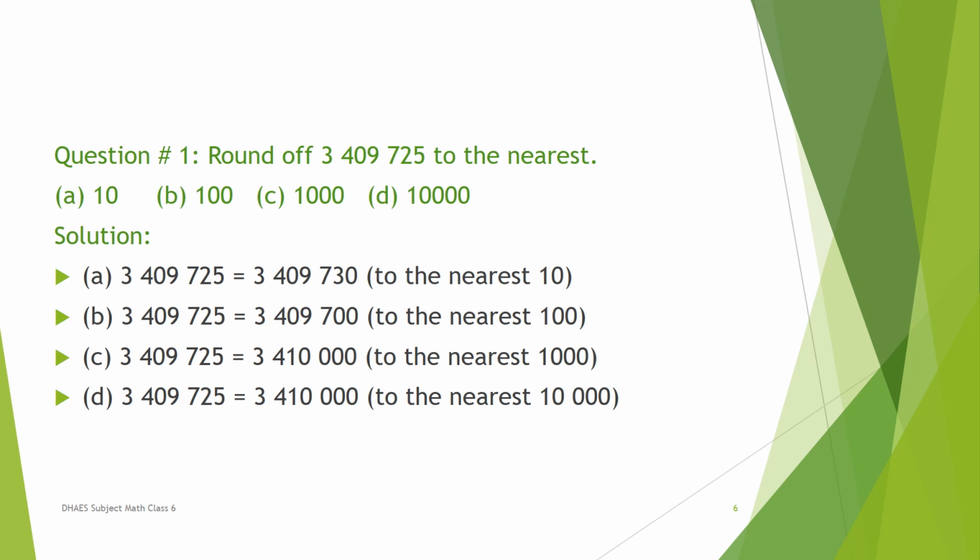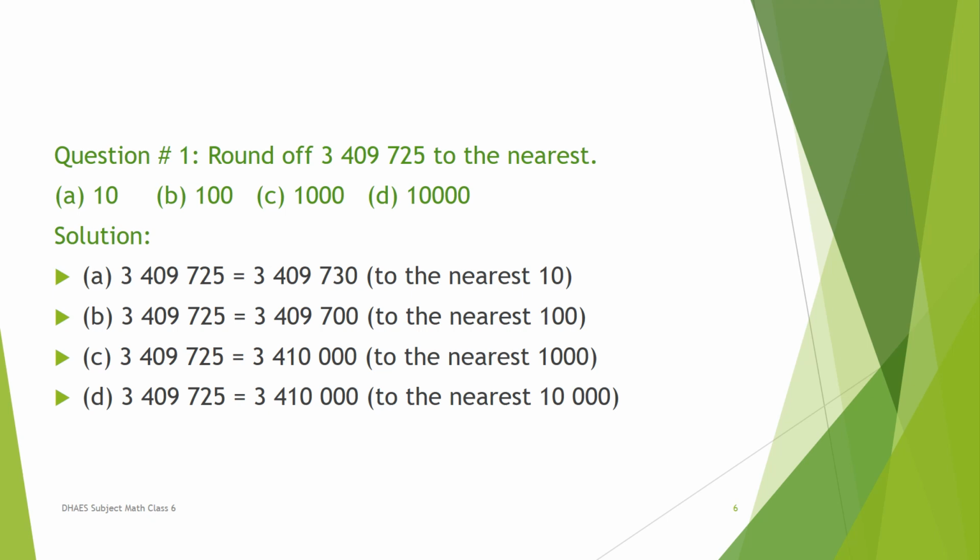The given value is 25, that is nearest to 30, so we write 30 there. If its value is 24, 23, 22, 21, then we write 20 there. But if its value is 25, 26, 27, 28, 29, then we write 30 there.